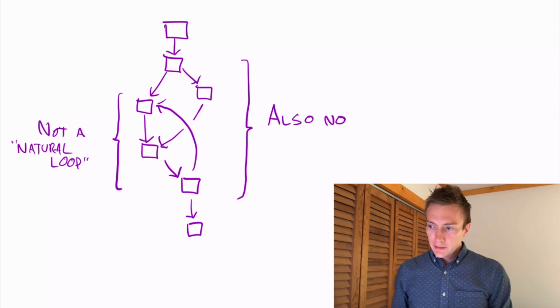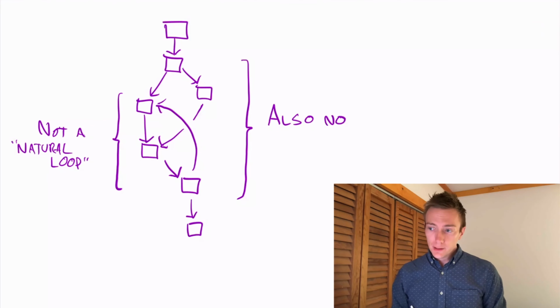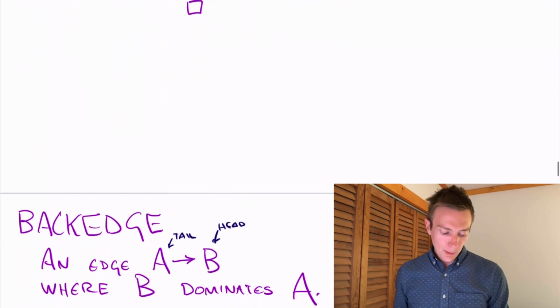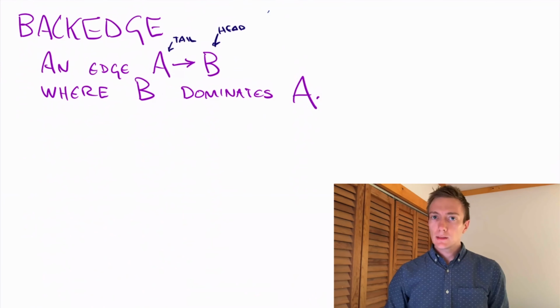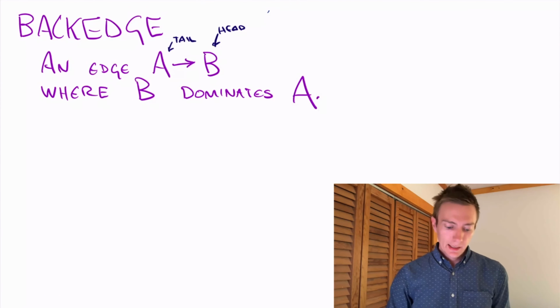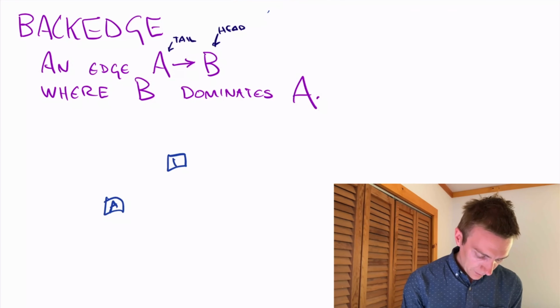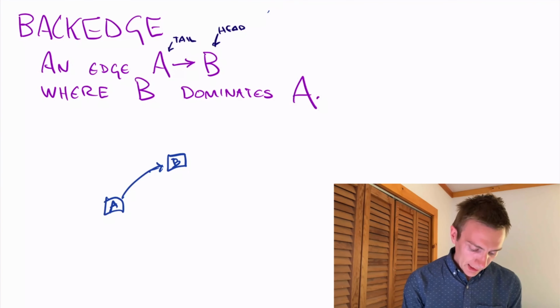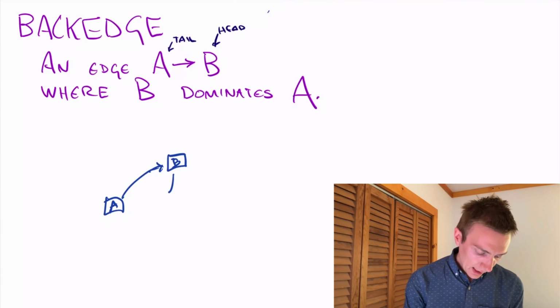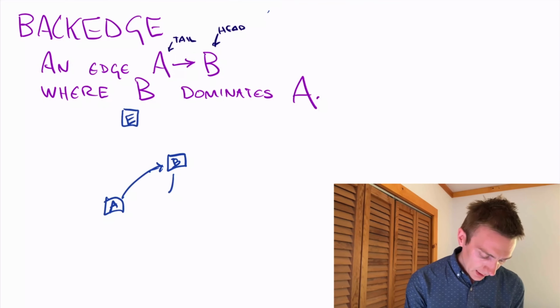The way that we typically define natural loops is not just with those 2 criteria, but around another concept that is called a back edge in the control flow graph. A back edge, like the definition says, is an edge in the CFG that goes from A to B. And it must be the case that B dominates A. That is, every way that you can get from the entry block to A must also go through B. So that vaguely looks like this.